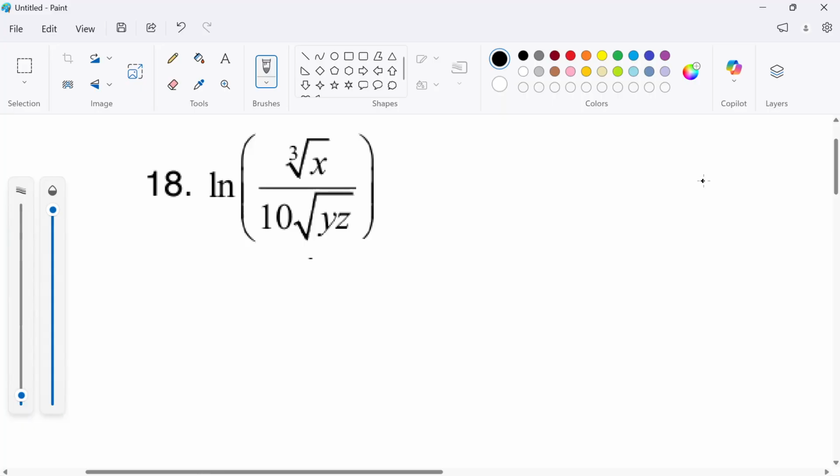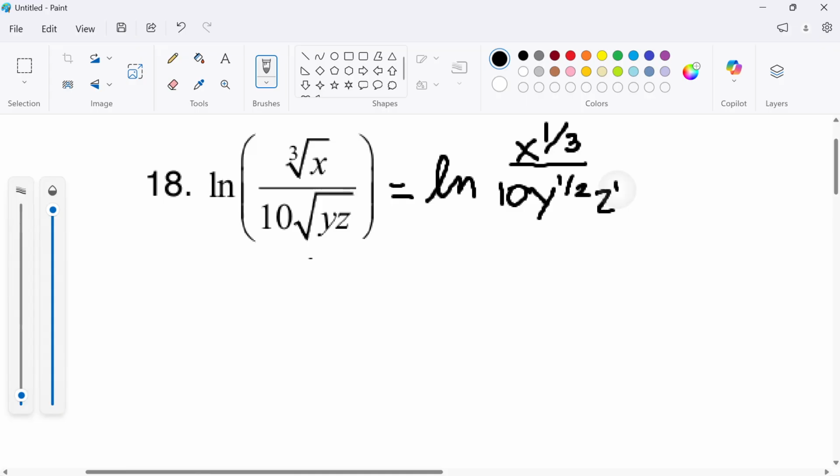The natural log of the cube root of x divided by 10 times the square root of yz. I'm going to make these roots into fractional exponents because a root goes in the denominator. So this is the log of x to the 1/3 power divided by 10, and then both y and z are to the 1/2 power. Y to the 1/2, z to the 1/2.